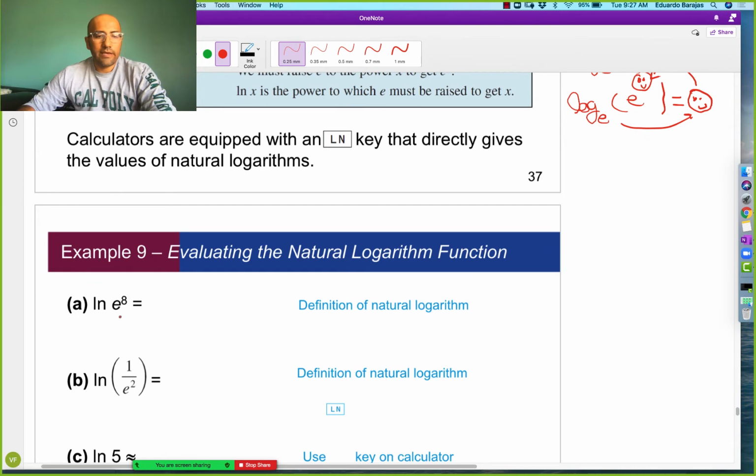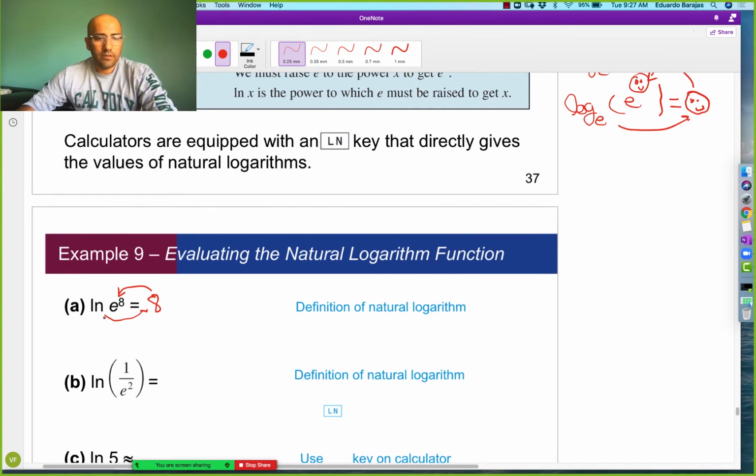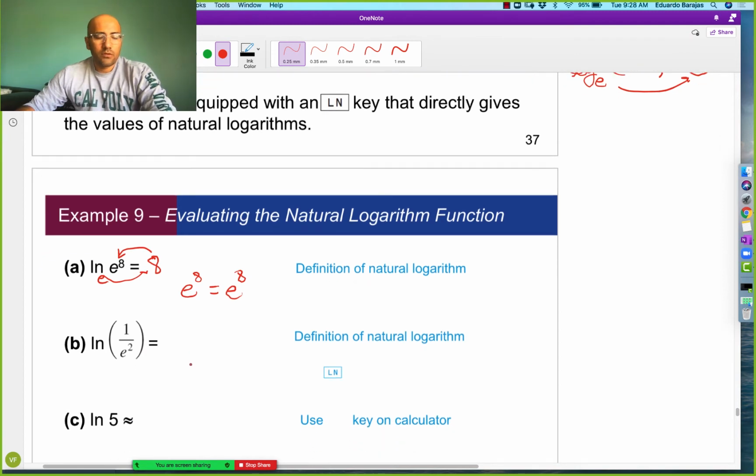What's this going to be? ln of e to the 8th. Remember, e to what power equals e to the 8th power? Well, it's got to be an 8. e raised to this power must be equal to this. So e to the 8th equals e to the 8th. So that must be an 8 there. Pretty good.